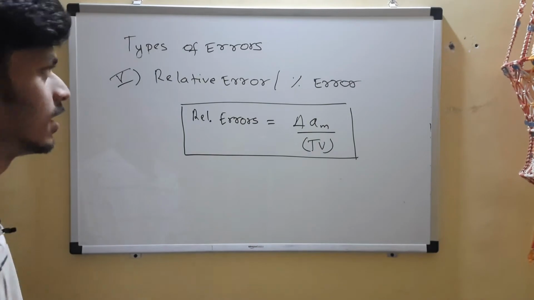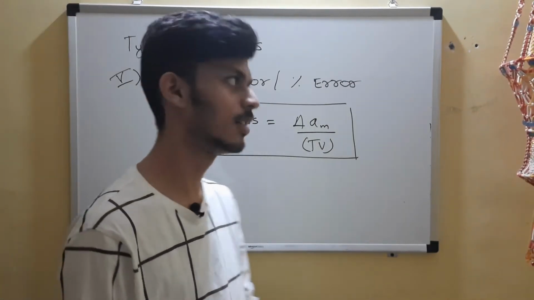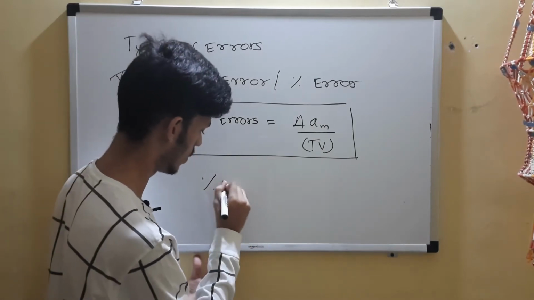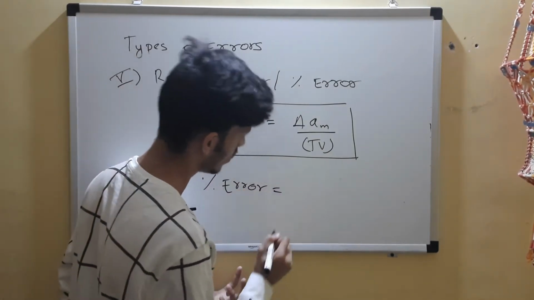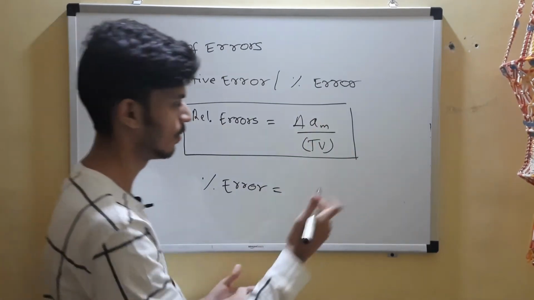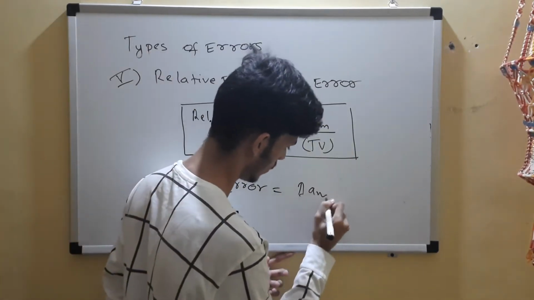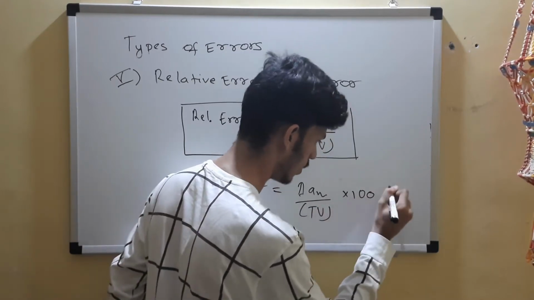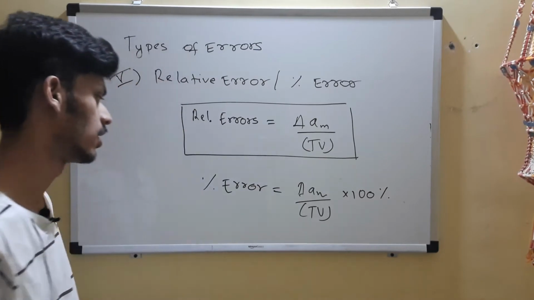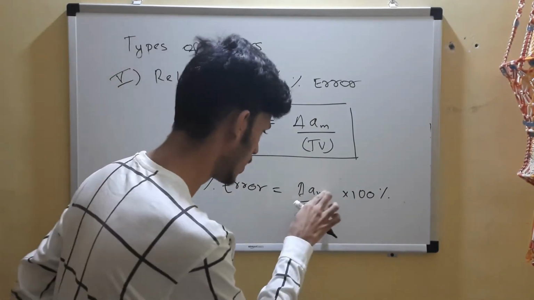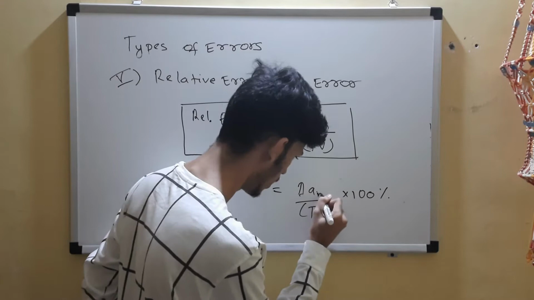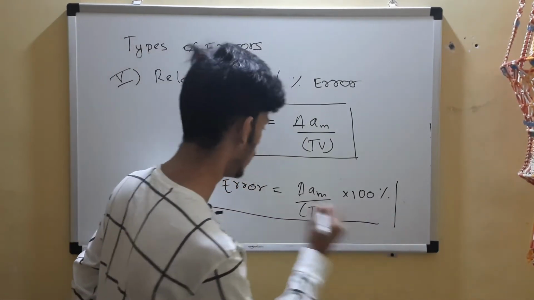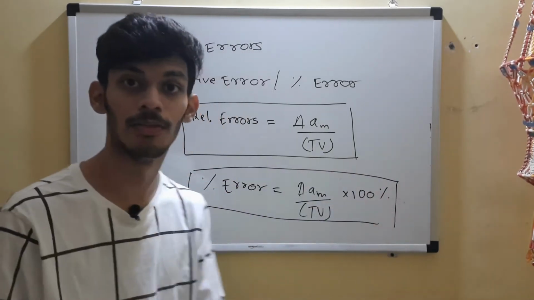Now percentage error is not something new, the books will mention it separately, of course, but you just take the relative error. Percentage error equals the same thing multiplied by 100. That's how fractions are converted into percentages. Percentage error is nothing special, you just take the relative error, multiply it with 100, and then express your answer in terms of percentage.